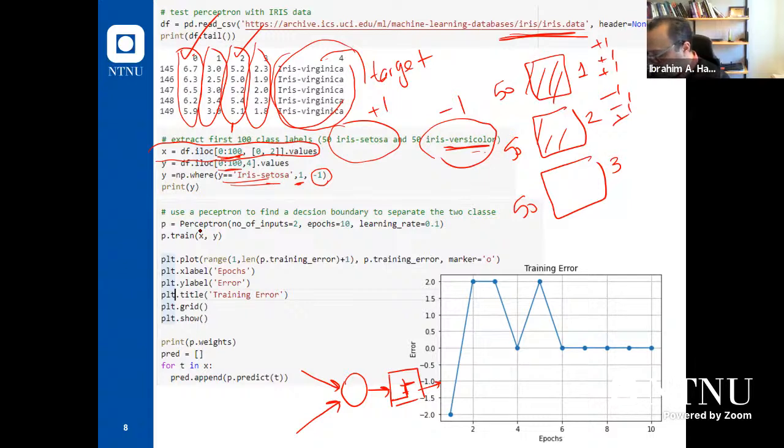So now I need to define a perceptron. The perceptron has two inputs. This is the function which we just built. We will train the model for 10 epochs, and we will select the learning rate equal to 0.1. And we train the model. So this function, it's this function.